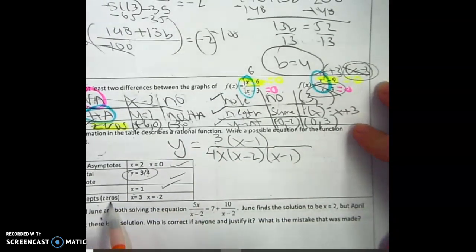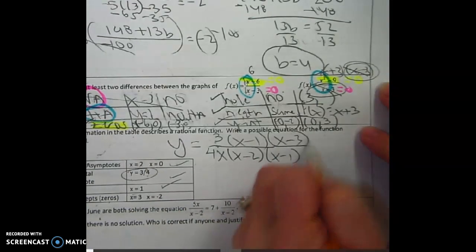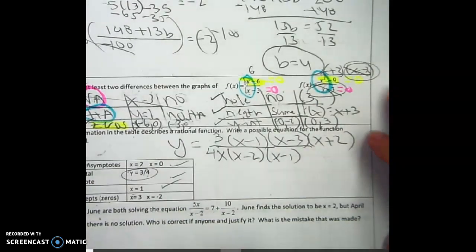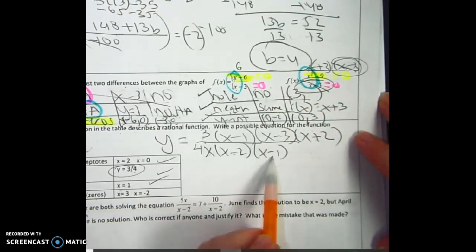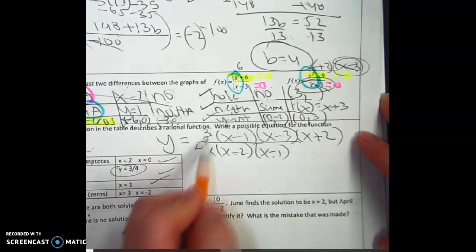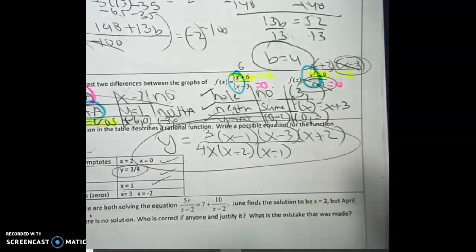X-intercepts are my zeros. Well, my zeros are my numerator. x minus 3, x plus 2. Let's make sure that's right. 3x is on top, 3x is on bottom. They have the same amount of x's. That's why it works. Okay.